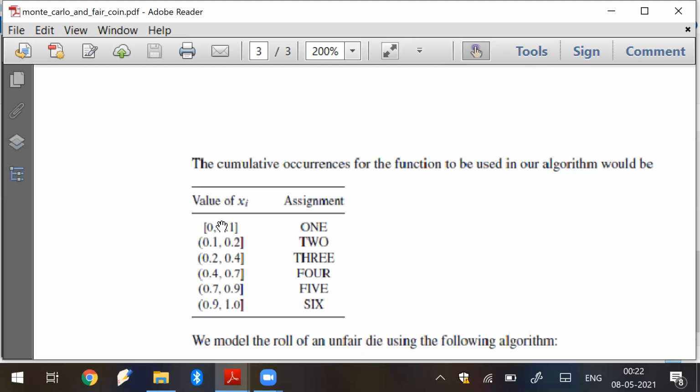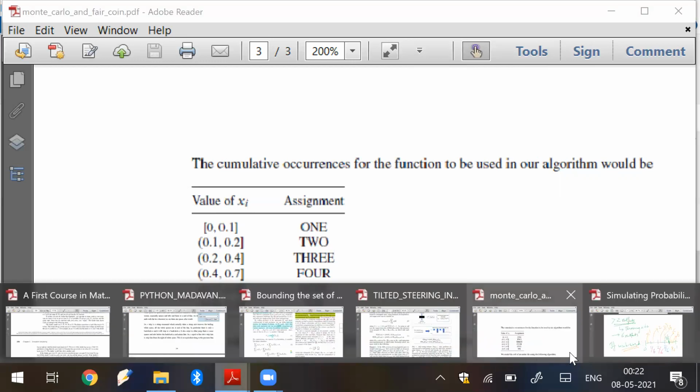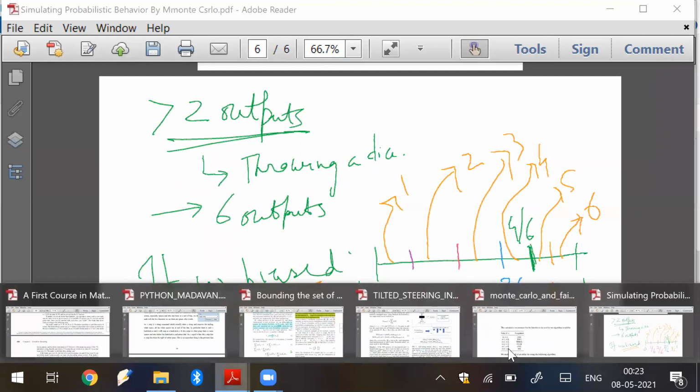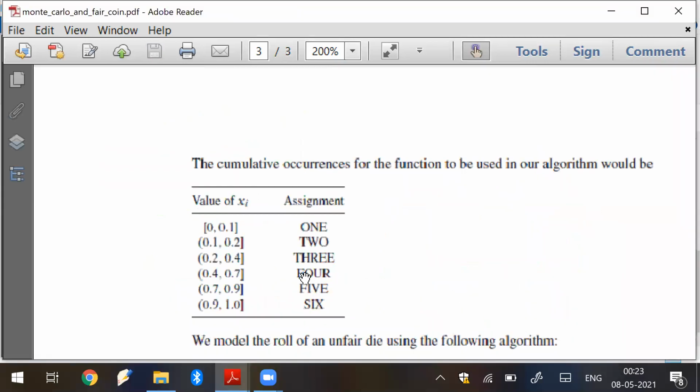And now you see, if you add this all up, again the cumulative nature is there. If you add this all up, ultimately we will get 1. That means the whole interval is covered once I consider all the 6 outputs. Now, how this interval is covered depends on whether you are using a fair die or an unfair die. As I'm using an unfair die here, this division is not at all equal. Here I'm taking 0 to 0.1, then 0.1 to 0.2, then 0.2 to 0.4 for 3, and 0.4 to 0.7 for 4. So that expresses how we are using the information given here.